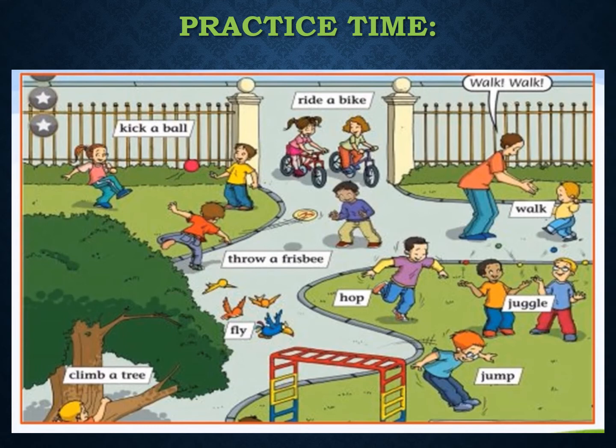There is a father who is trying to teach his child how to walk. There are two boys who are juggling with the ball. There is one boy who is jumping. There is another boy who is hopping. There are two boys who are playing with a frisbee. There are some birds that are flying. And there is one boy who is trying to climb a tree. So these are the points of observation which you can jot down in your rough book.